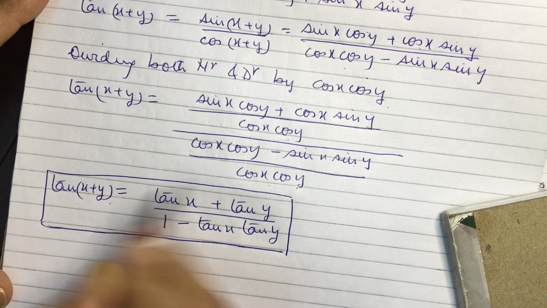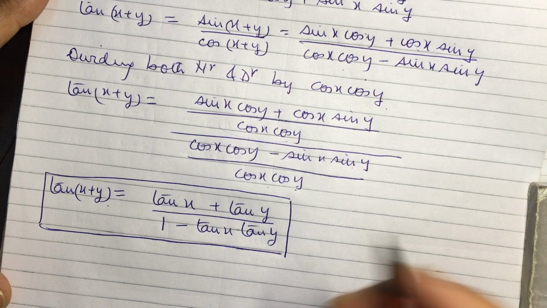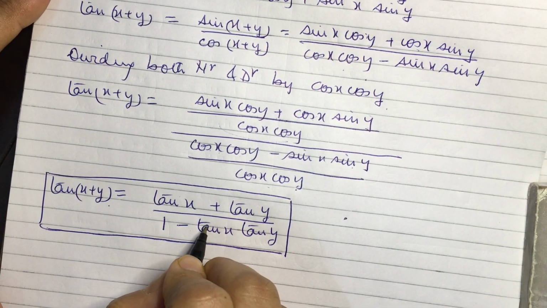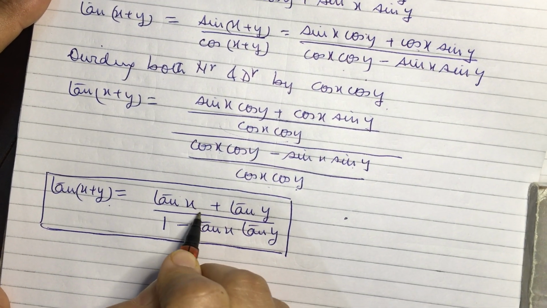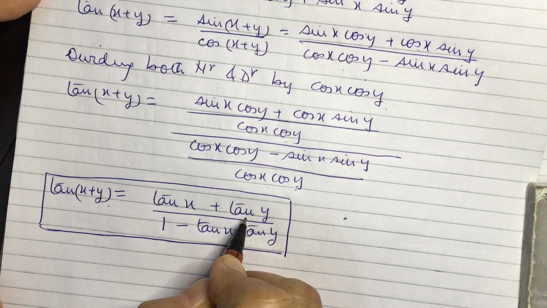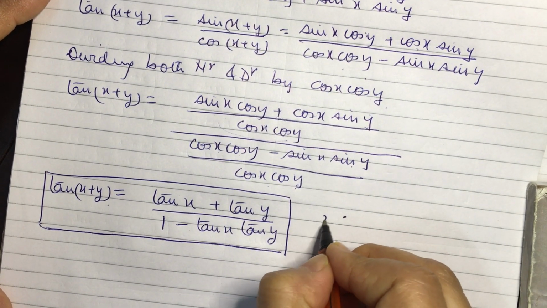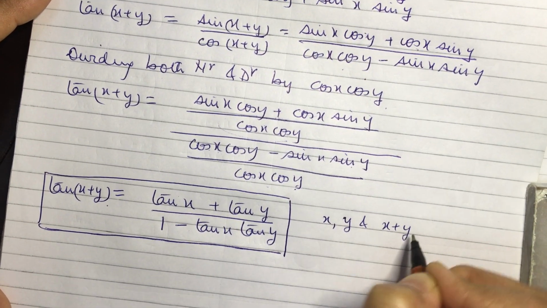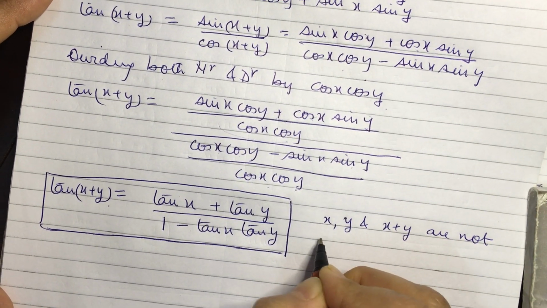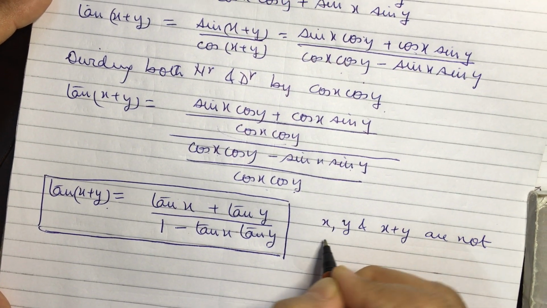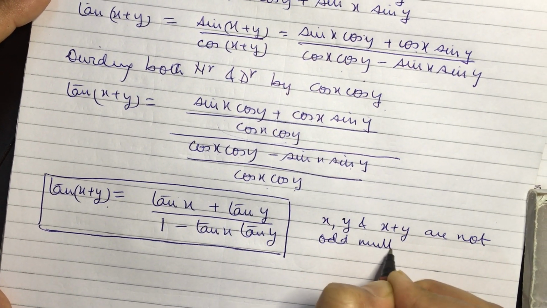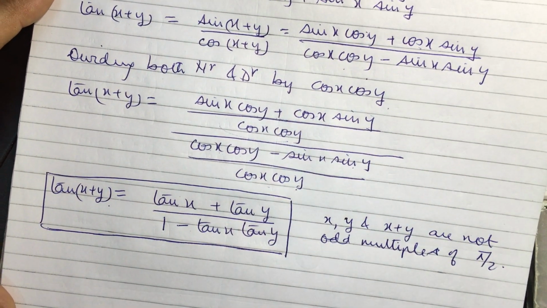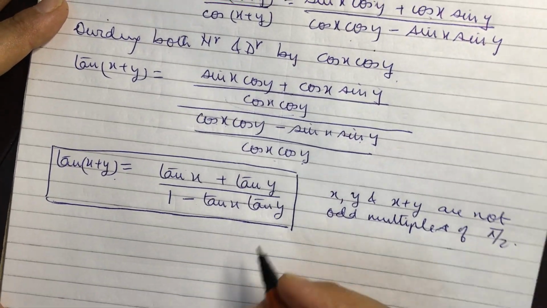Also, tan of x plus y should be defined. So, this is possible only if none of them is an odd multiple of pi by 2, because when the angle is an odd multiple of pi by 2, tan of that angle is not defined. So, x, y and x plus y are not odd multiples of pi by 2. Okay, so this is the result.